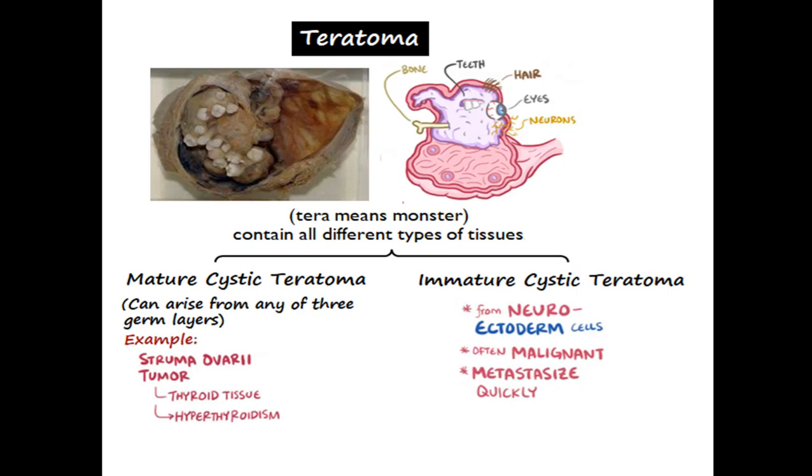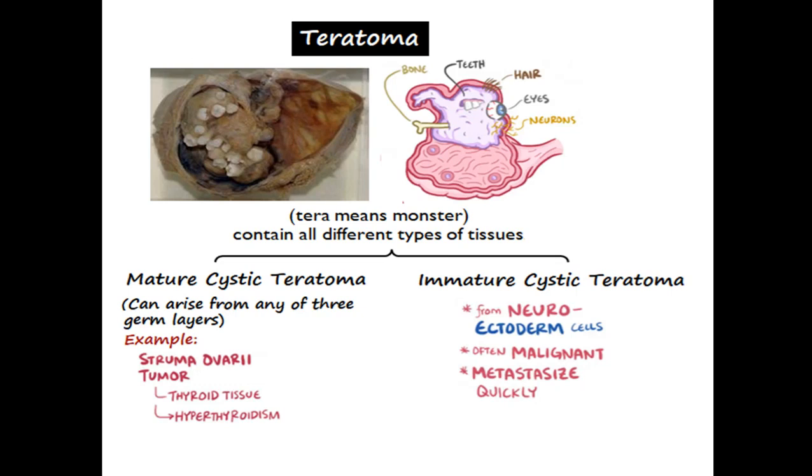So as I told you, the teratoma can arise from any of the three germ layers, the ectoderm, endoderm, and mesoderm. For example, in teratoma we may see struma ovarii, and the struma ovarii is the tumor which contains thyroid tissue. And as you know that the thyroid tissue will produce thyroid hormones T3 and T4, and in the presence of these tumors, struma ovarii, a person can develop hyperthyroidism.